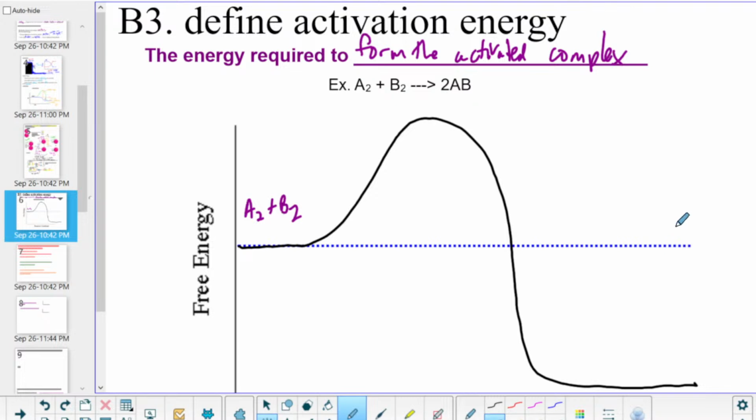Now, if these are A2 plus B2 as a generic reaction, we know we're going to get AB as our product. They're hitting together in a similar way to the previous molecules. What would the activated complex look like? A plus... What would its formula be? A2B2. Because it's everything smushed together.